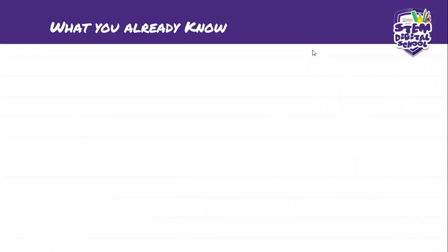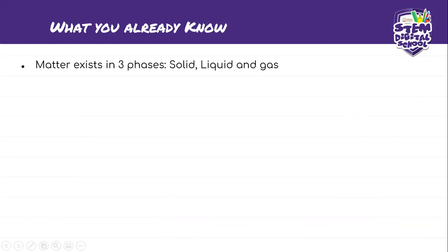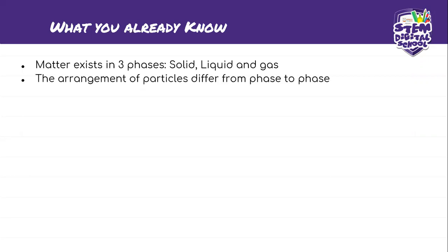This is basically what you guys should already know by now. Firstly, matter exists in 3 phases. Remember that we have matter in the solid phase, matter in the liquid phase, as well as matter in the gaseous phase. Another thing is that the arrangement of the particles differs from phase to phase. I'll be showing you 3 pictures right now, and I need you to give me an educated guess as to which phase these arrangements refer to.